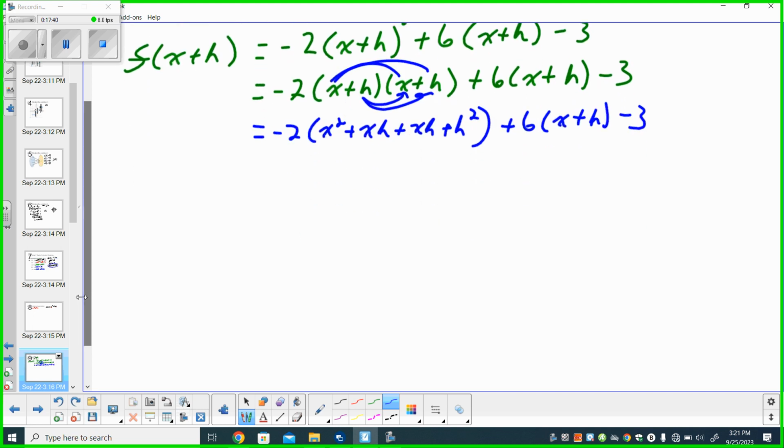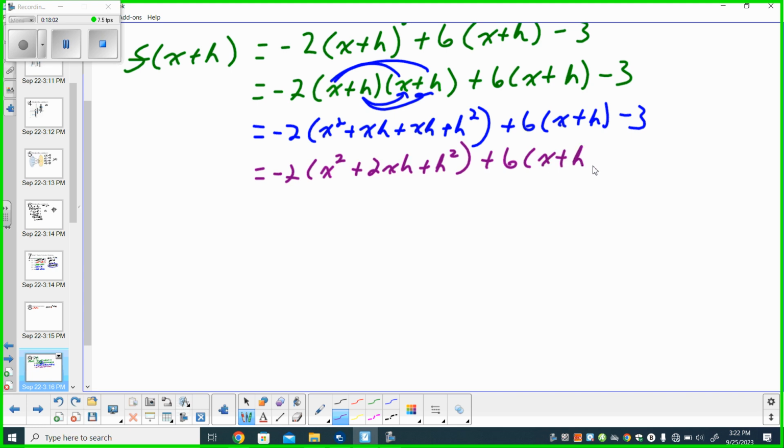Because what I need to do is combine like terms inside. So this will then give me x squared plus 2xh plus h squared. Again, I'm just going to write it all out. Again, if you wanted to skip some of these steps because you know the tricks, I'm okay with that.